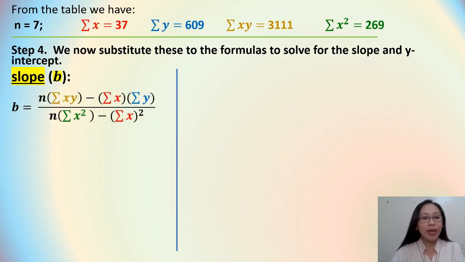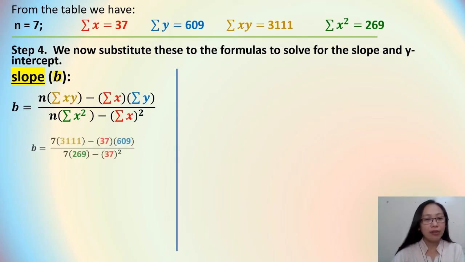So for the slope, we have this formula: n times summation of xy minus the summation of x times the summation of y, all over n times summation of x squared minus the square of the summation of x. Now, you should notice these are color-coded, so we can easily substitute the values for each of the symbols that you see here. Okay, so we now substitute.